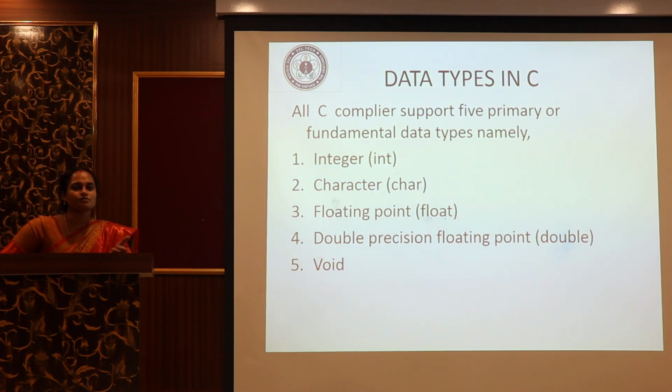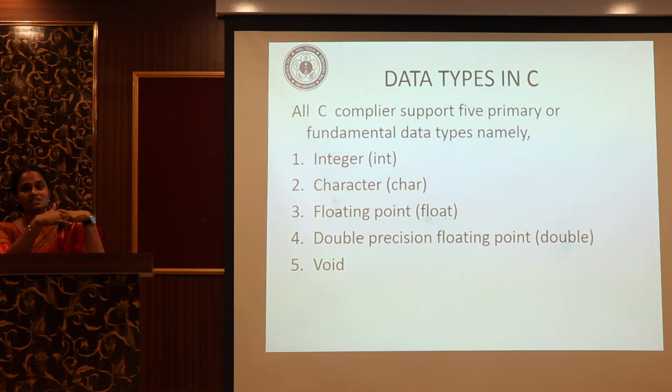So what are primary data types? They are a must for a data type. That means integers, floating points, characters, and some other things like void. Here I am giving a fifth option, void. Void means nothing in the C language. First of all, I will go one by one.